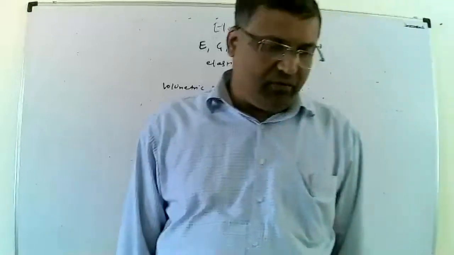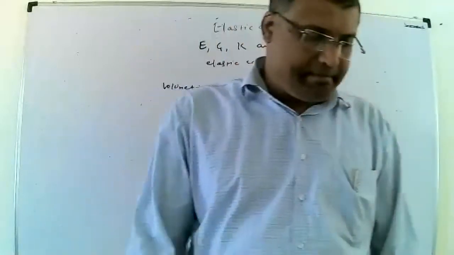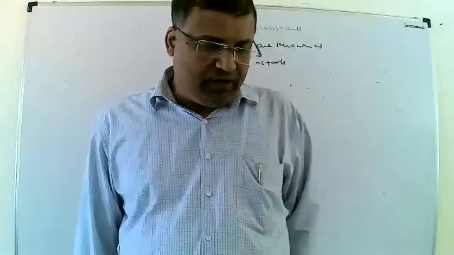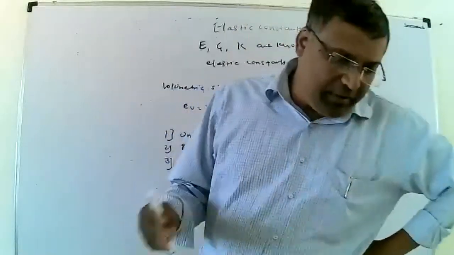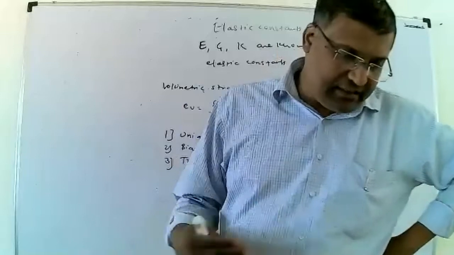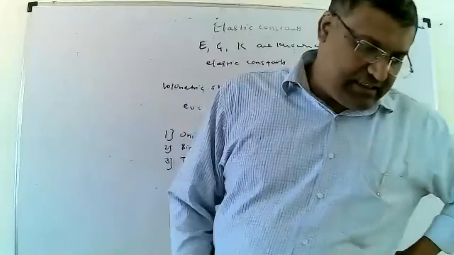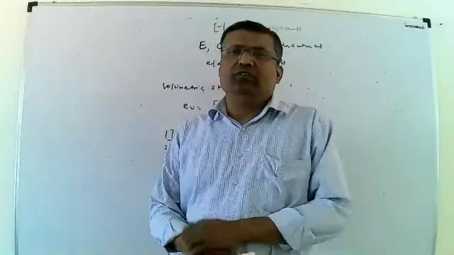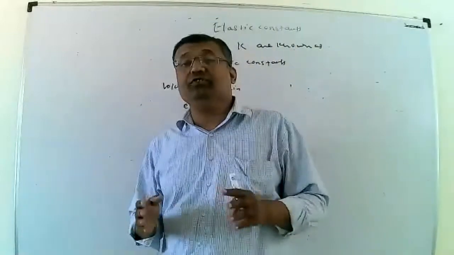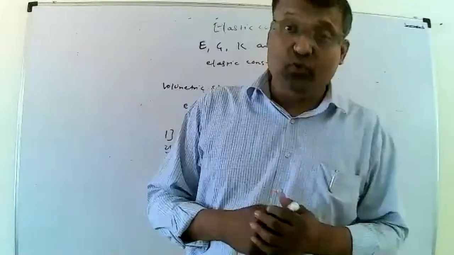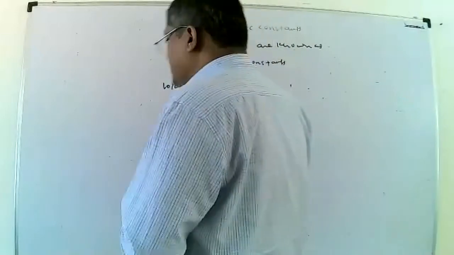A steel bar 40 mm by 40 mm in section and 3 meter long is subjected to an axial pull of 128 kilonewton. If the change in length is 1.2 mm and the change in width and thickness is 0.0048 mm, calculate the modulus of elasticity and Poisson ratio. Modulus of elasticity means we have to find the value of E, and Poisson ratio means we have to find mu. Then whatever information you have, write it down.